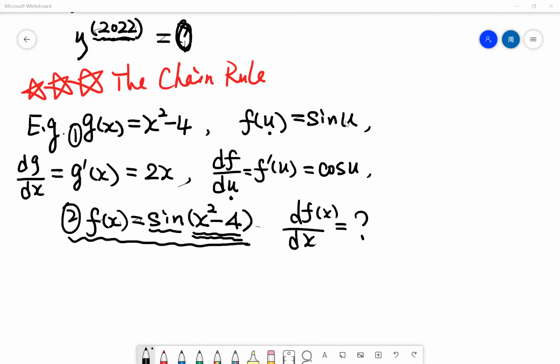Okay, so here I will repeat again. We find that this function f of x consists of two functions: outside, that is the sine function, and inside we have x squared minus 4. So first, we call this kind of function the composite function.